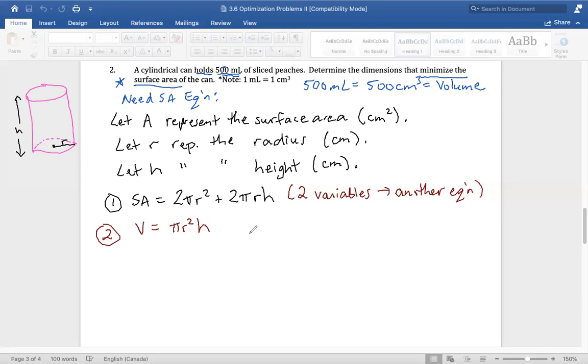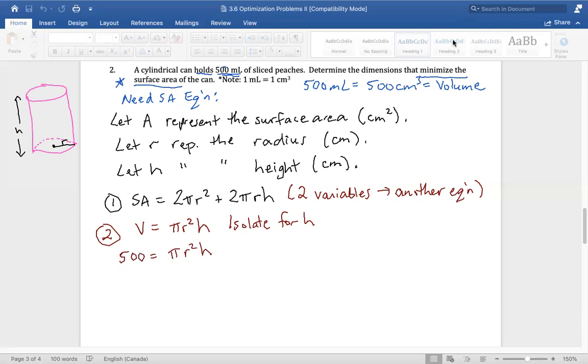And we talked about also in the last video how you can, but it might be a little bit more difficult for you to isolate for r. So let's isolate for h because I don't have to take the square root of it. So if I isolate for h, and also here, I forgot that I should put the volume, right? I need a number in here somewhere. I can't have three variables, just two. So the volume is 500. So I'm going to change that to 500 equals pi r squared h before I isolate for h.